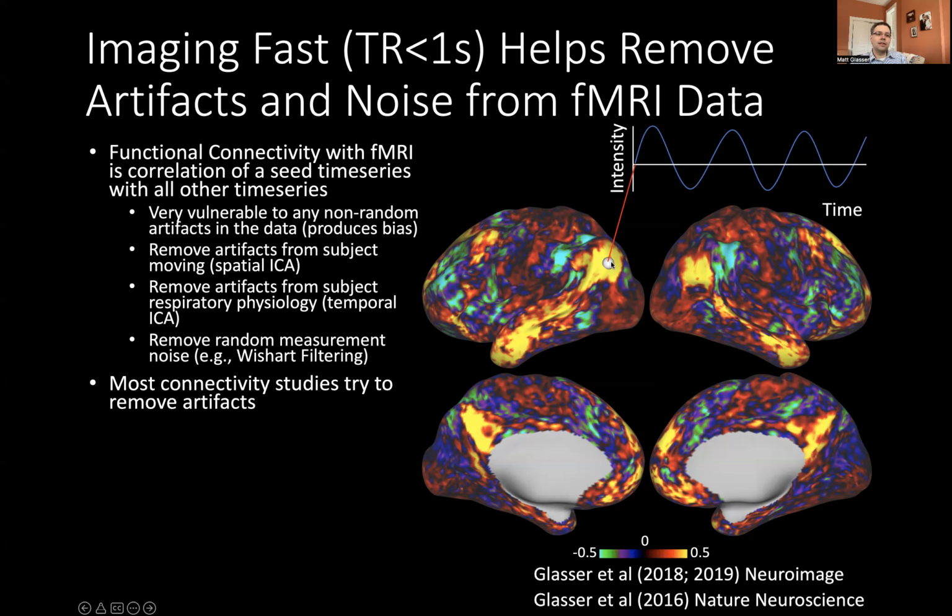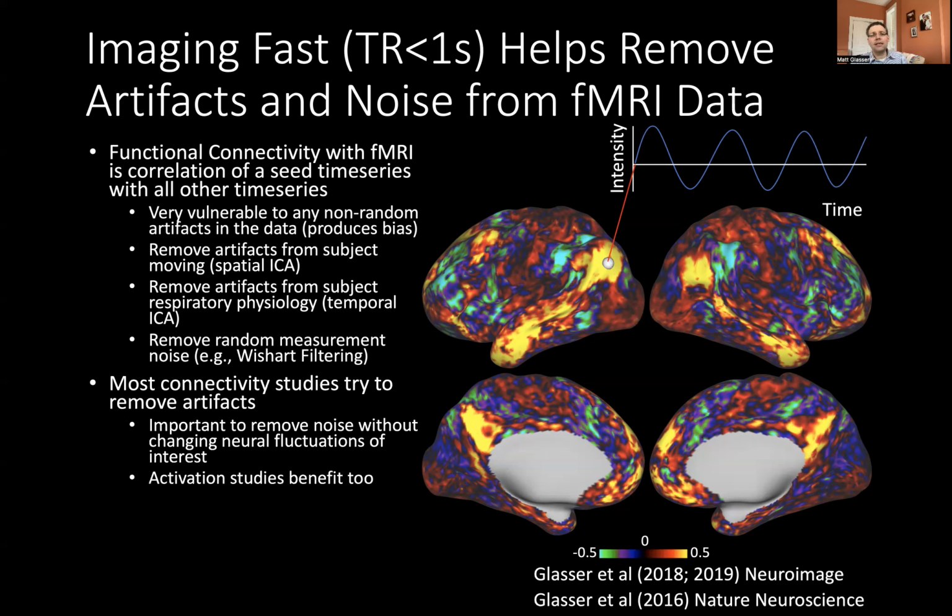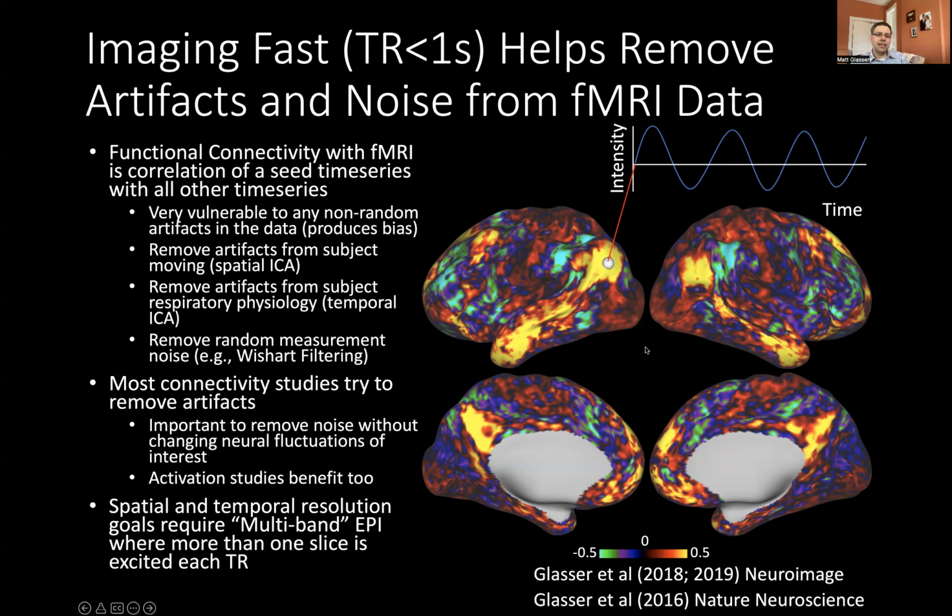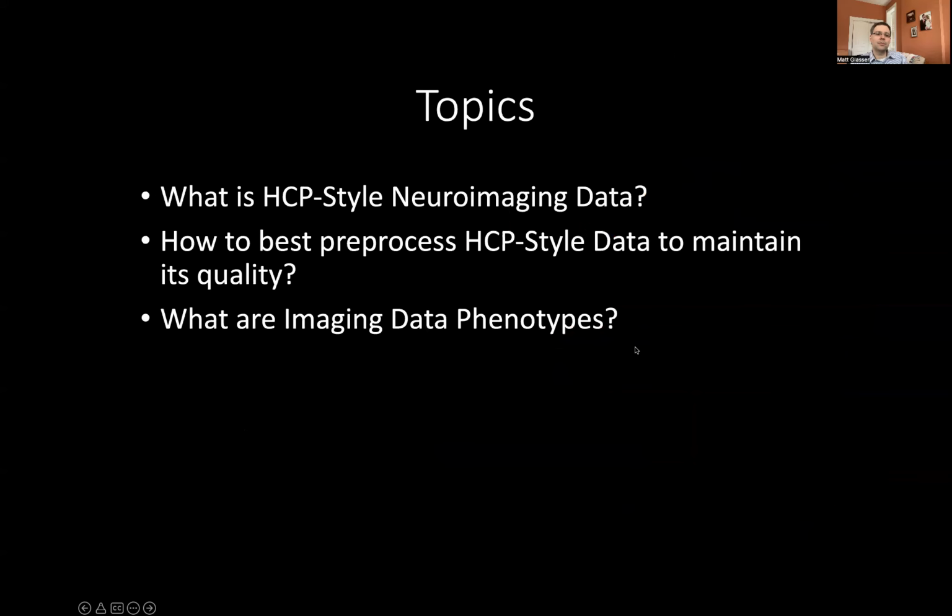So most connectivity studies try to remove artifacts, but it's really important to remove noise without changing the neural fluctuations of interest. And activation studies benefit as well. So you can remove biases and improve statistics by doing these types of corrections. And again, hitting these targets of temporal and spatial resolution really requires multi-band EPI.